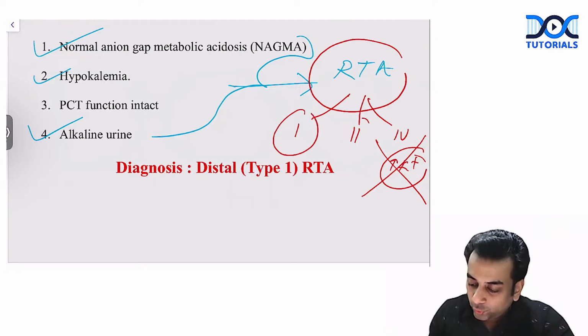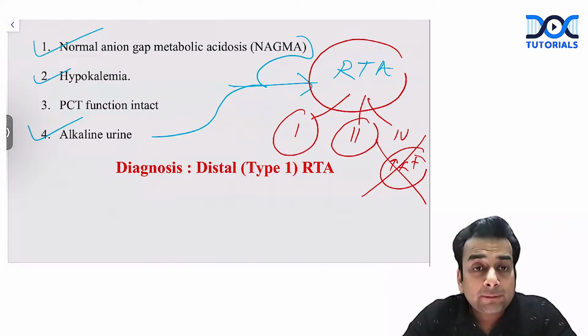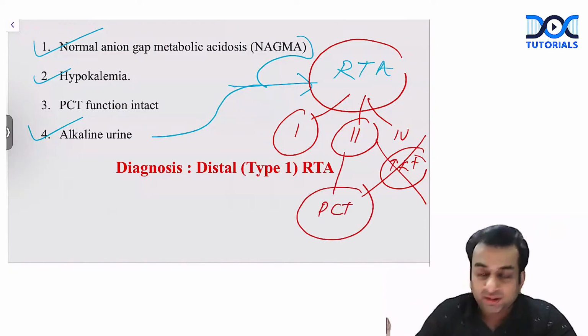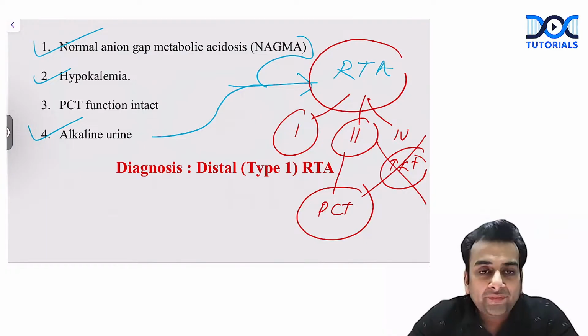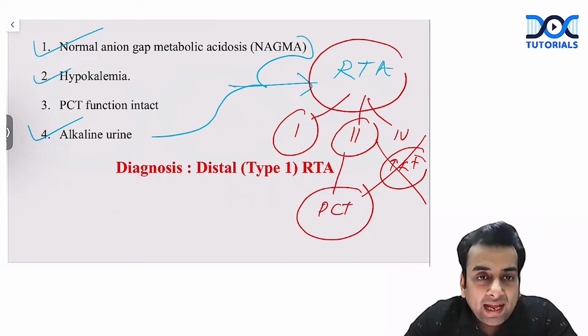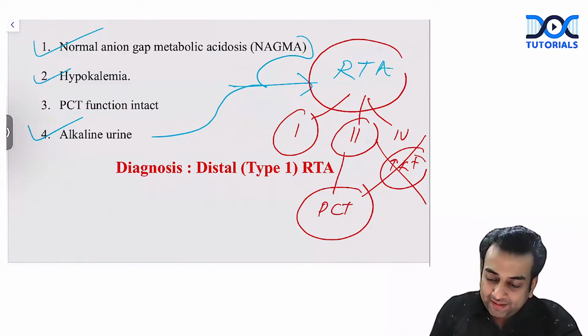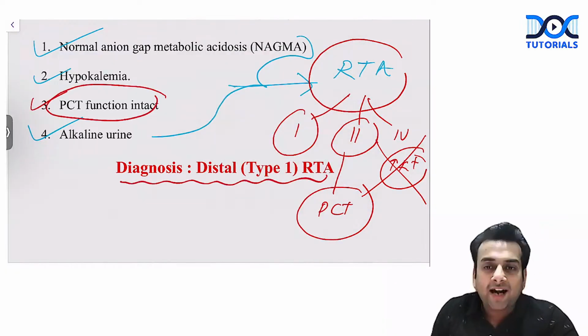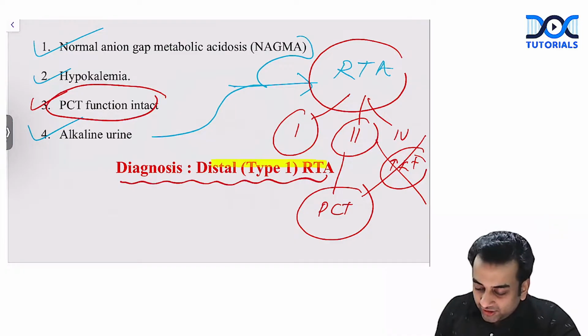In type 2 RTA, there is PCT dysfunction. So to say, in RTA type 2, you have aminoaciduria. You have a Fanconi syndrome phenotype. So it is not there here. What is left is the PCT being intact. So you know that this is a case of distal RTA. So my diagnosis is distal RTA.